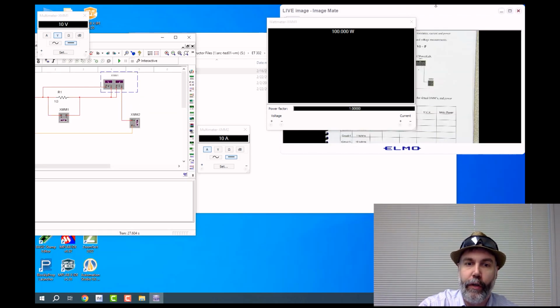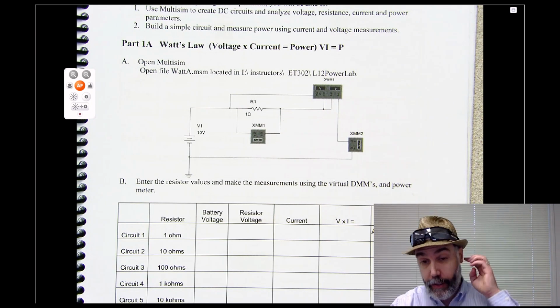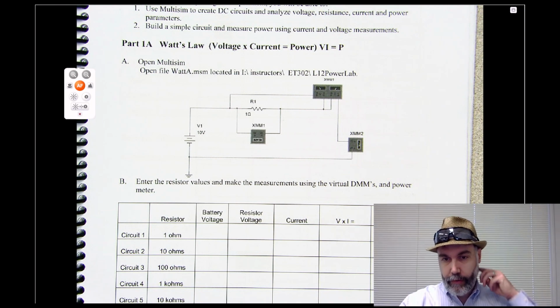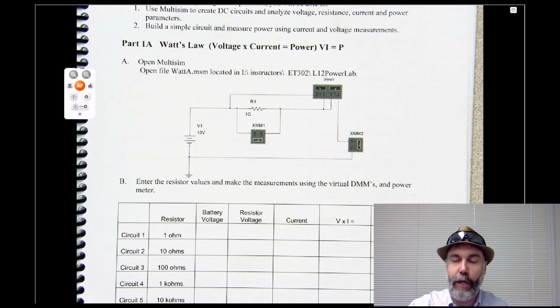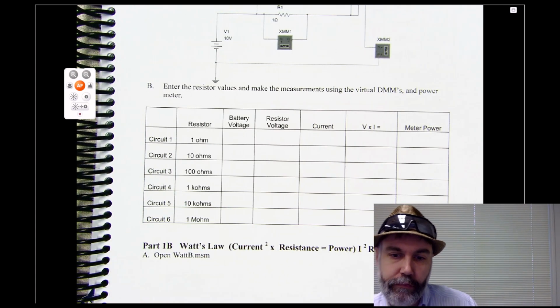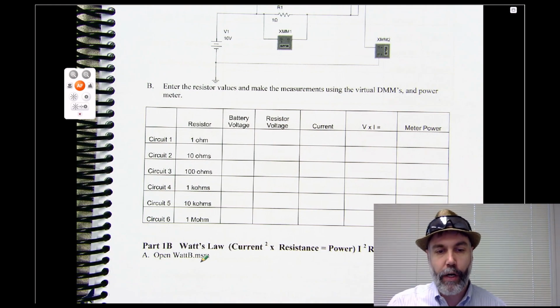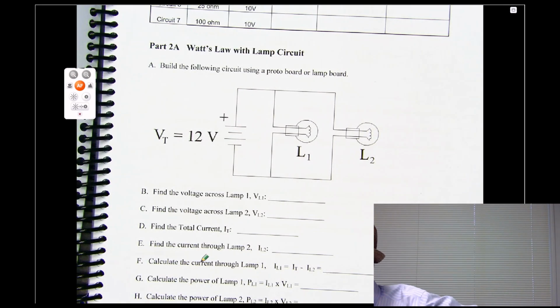So that's what you're going to do. You're going to go through and change the resistor value and then fill in that table. And hopefully your voltage times current calculations will match up with the meter power in the simulation. And then the next part, you're going to use Watt's law, but you're going to use this other form of it, this I squared times R equals power form. So that'll be the Watt B circuit. So you'll open up that circuit.